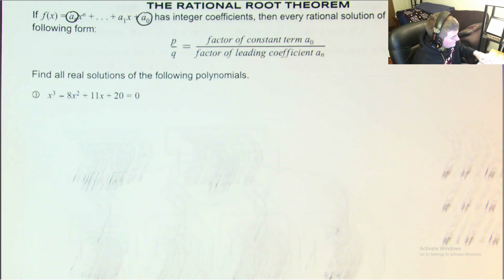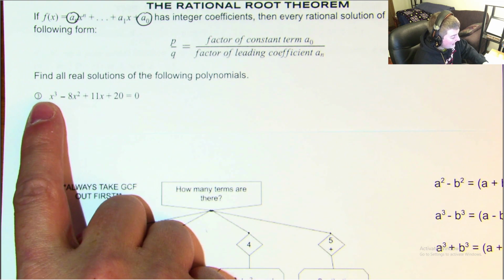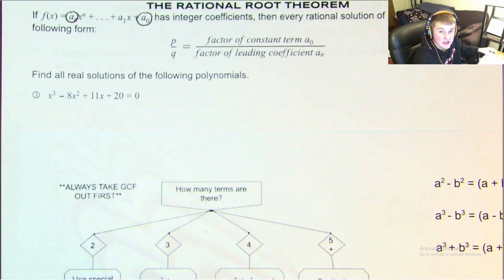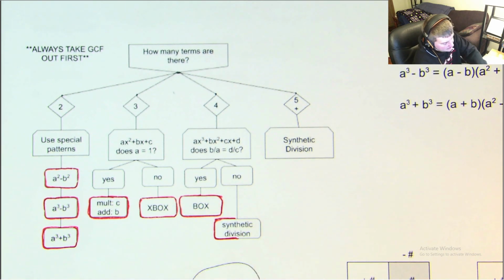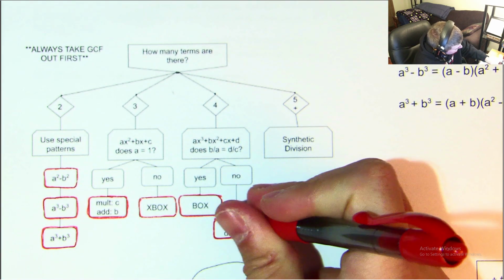When there's 4 terms, I want to ask is the second value, or b over a, equal to d over c. Negative 8 over 1. Is that the same as 20 over 11? The answer to that is no. Okay, the answer to that is no. That means we have to use synthetic division to factor.